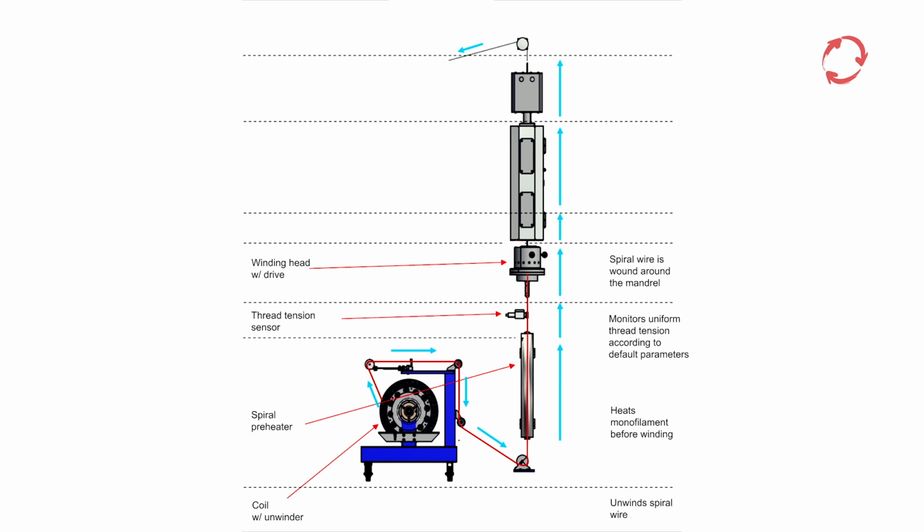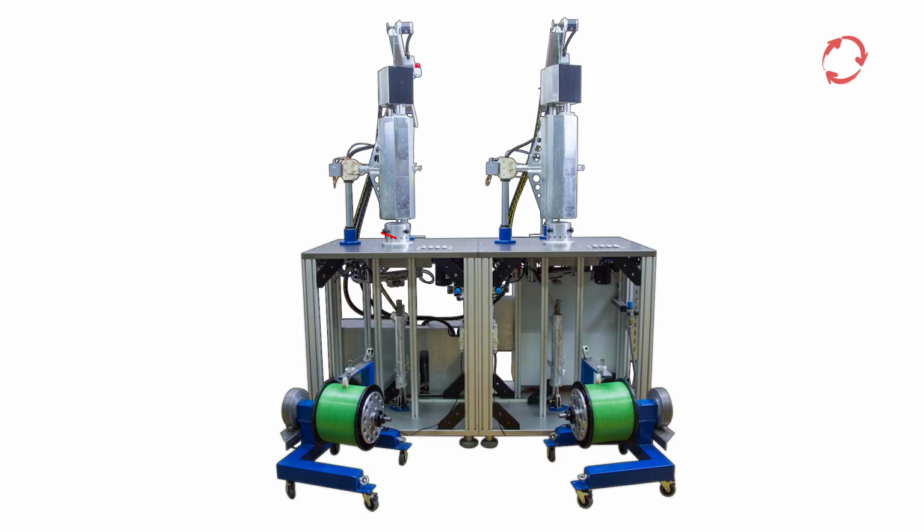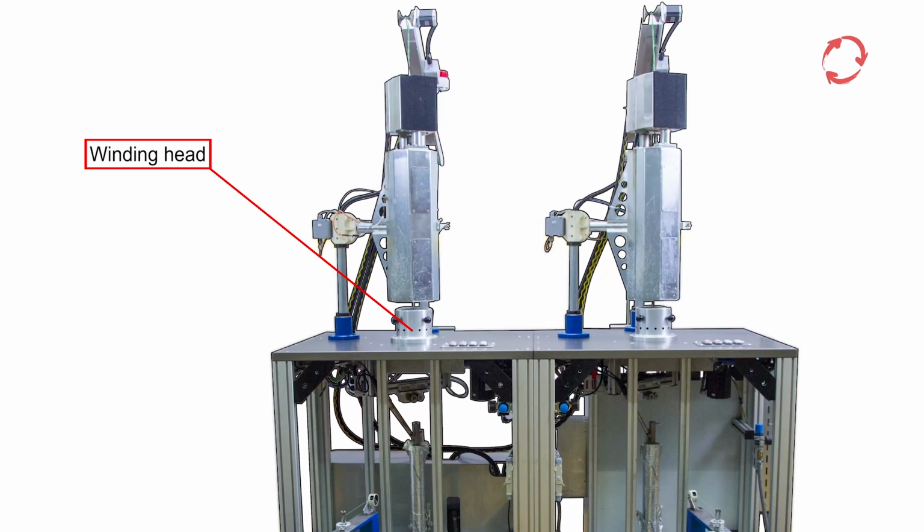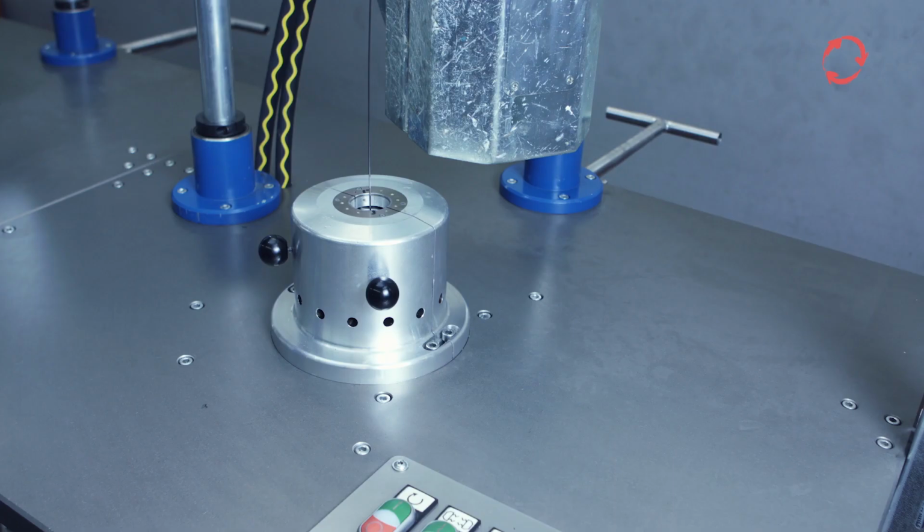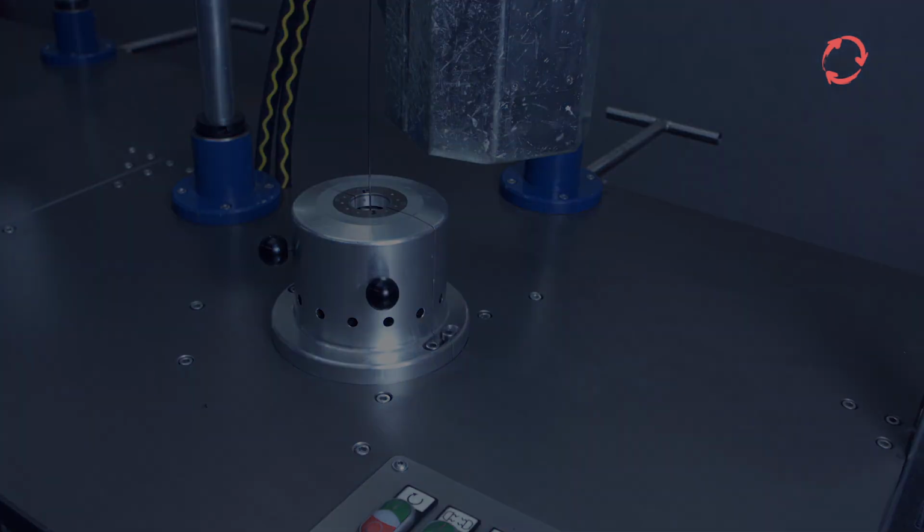The spiral wire enters the winding head from below, where it is wound around the spiral mandrel. The process speed is set with the drive. Depending on the diameter of the spiral wire, rotational speeds of up to 7,500 revolutions per minute are possible.